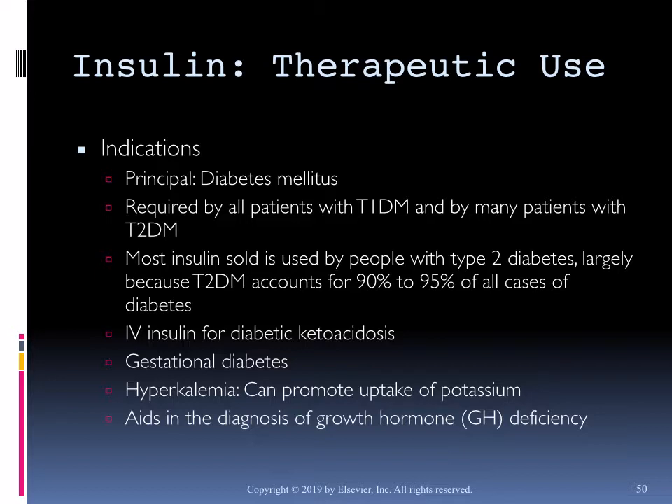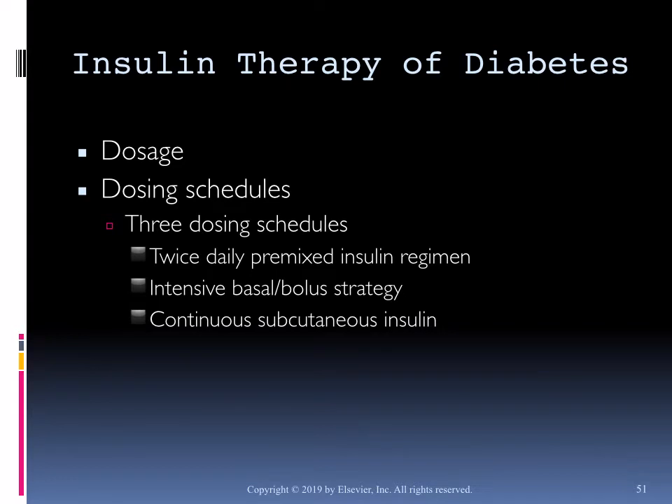So the use of insulin is for certainly diabetic ketoacidosis, gestational diabetes, and type 1 diabetes, some type 2 persons as well. You also have to watch the potassium, as it can promote the uptake, hyperkalemia. And the growth hormone.